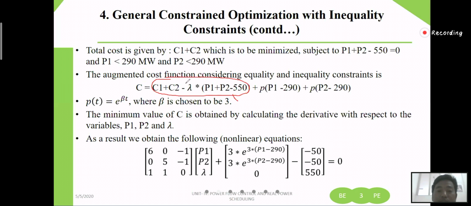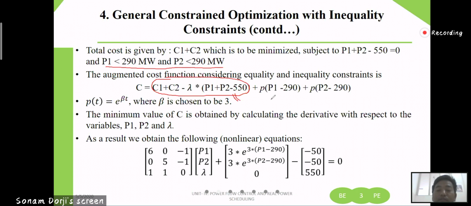When we minimize this cost, we have to fulfill P1 plus P2 minus 550. It's an equality constraint. But here again, another constraint they have made is P1 should generate at most 290 megawatt. P2 also, the maximum limit it can generate is 290 megawatt.